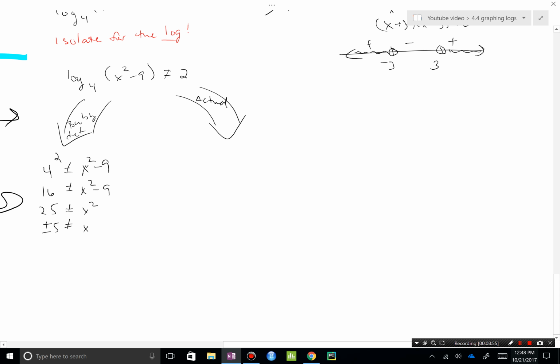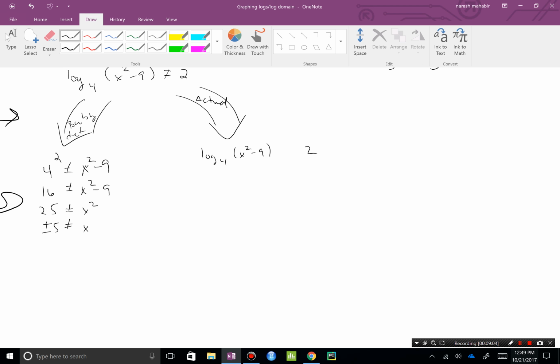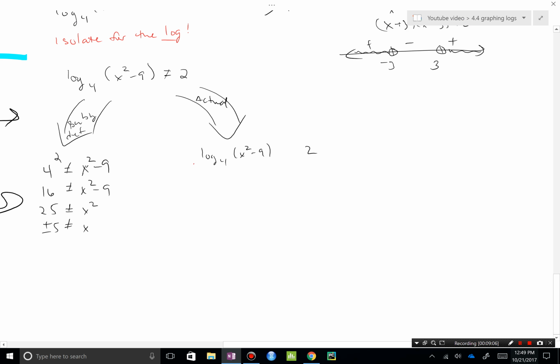Okay. Actual way, log base 4 of x squared minus 9 and the number 2. We would use the law of logarithms to say that we would base 4 both sides. It makes good sense.